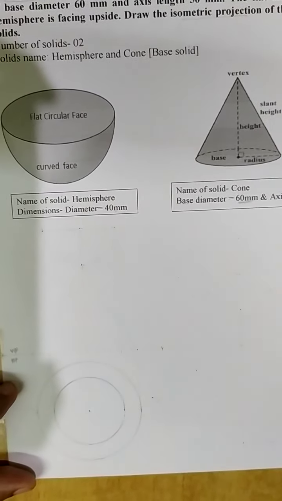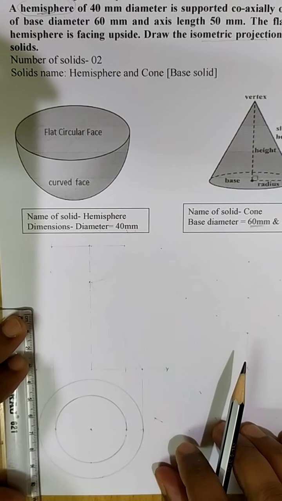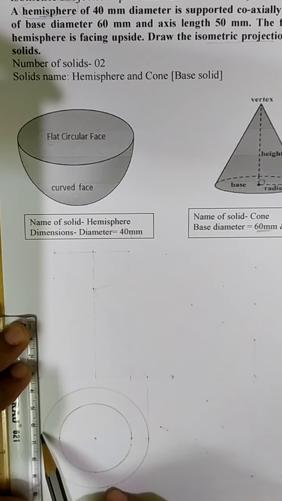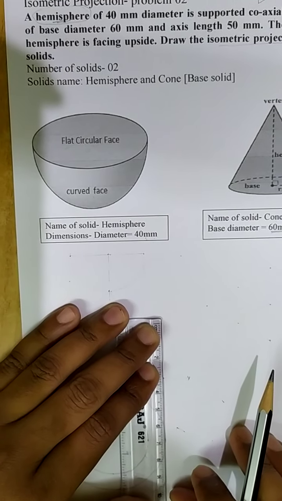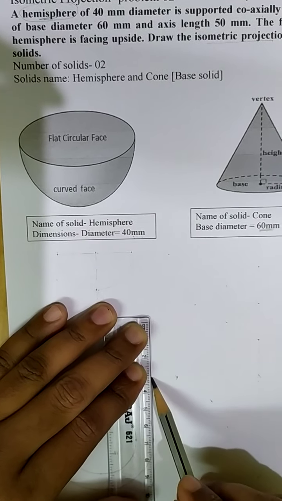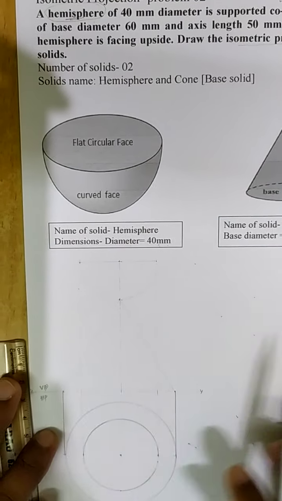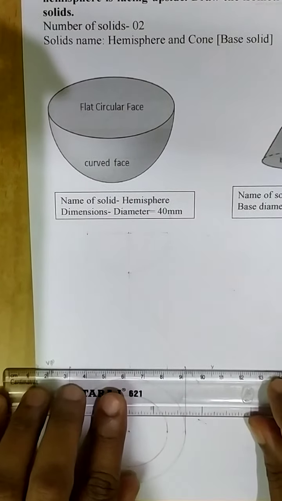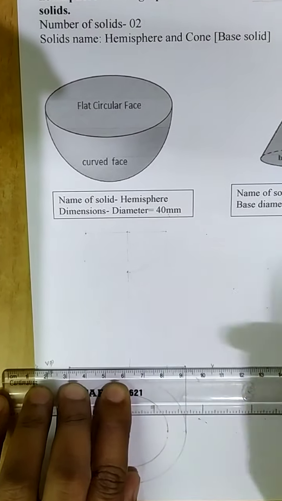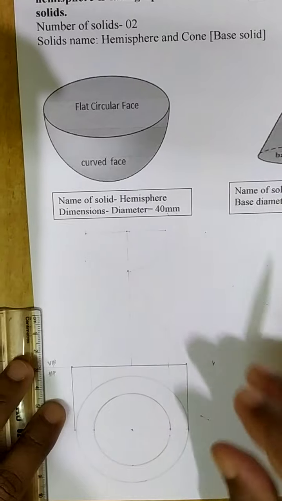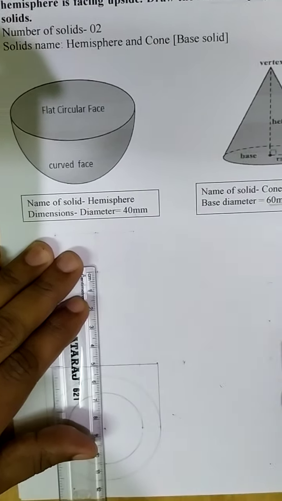Once after obtaining the top view, we need to take the projections. Take the projections like this with respect to the first circle. With respect to the first circle, I get the base of the cone in the front view, that is here. So this is the base of the cone. So what is the height of the cone? How much has he given? He has given 50 mm axis length.